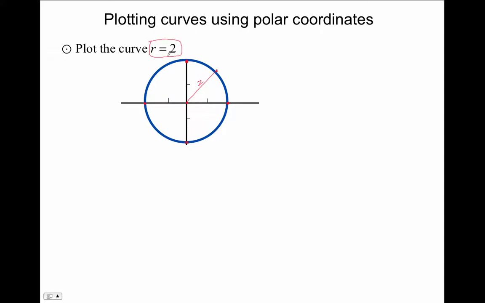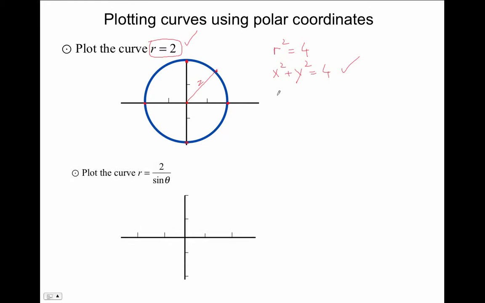Now, notice how simple this equation of the circle is. Just to see that we understand this well enough, let's square this. So we get r squared is equal to 4, which means that x squared plus y squared is equal to 4. And now you see this is a quadratic. This is the equation of a circle with radius 2 as well, but this is more complicated compared to this.